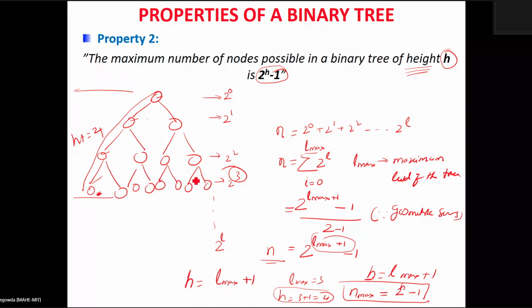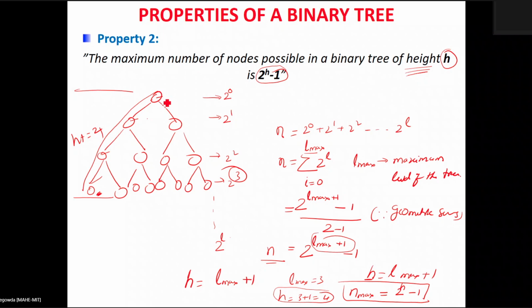What is the maximum number of nodes in this case? If you count here, I have 1, 2, 3, 4, 5, 6, 7, 8, 9, 10, 11, 12, 13, 14 and 15 nodes in this example. If you know the height of the tree, you can calculate the number of nodes in this tree. That is 2 power of h minus 1. What is the h value? 4 here in this case. 2 power of 4 minus 1, that is nothing but 16 minus 1, which equals 15. So the maximum number of nodes in this particular tree is equal to 15. So hence it is proved.